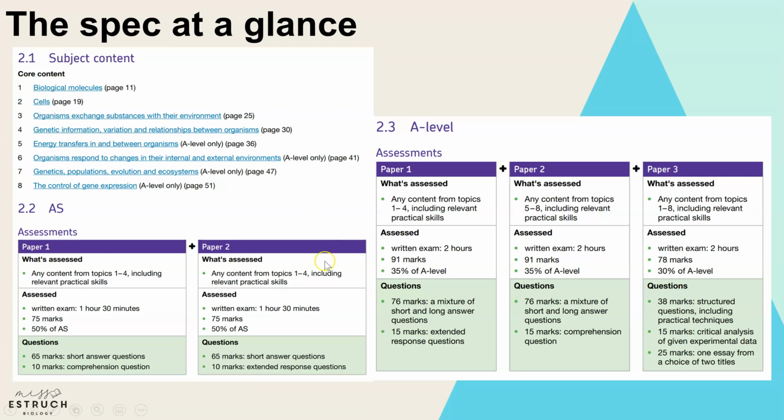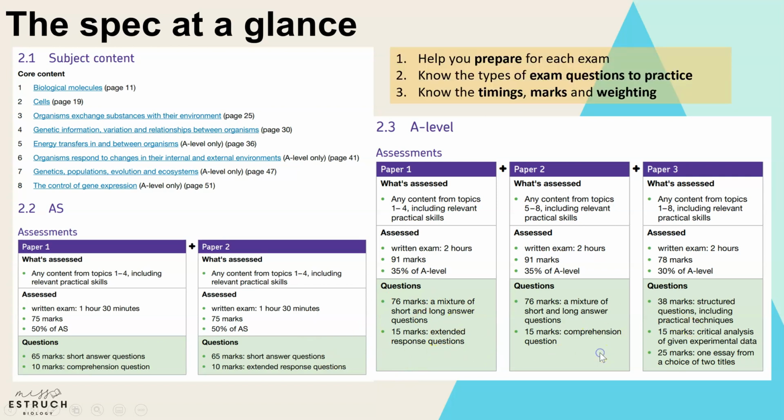But what I think is even more useful is what you're given for the AS or the A-level exams. And I'm just going to focus on the A-level. So you're told what to expect on all three papers in terms of which subjects are going to turn up from that list. But more interestingly is how it's going to be assessed and the types of questions. And I'm not sure if everyone's actually aware that you can see the exact breakdown of the questions at the bottom. So for example, paper 1, you know you're going to get 76 marks are going to be a mixture of short and long answer questions.